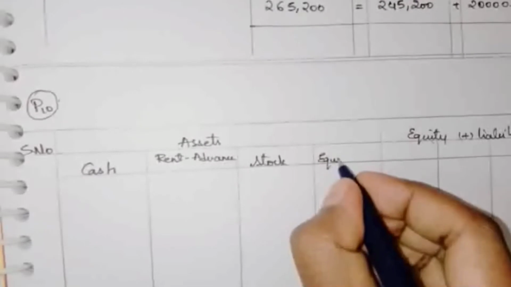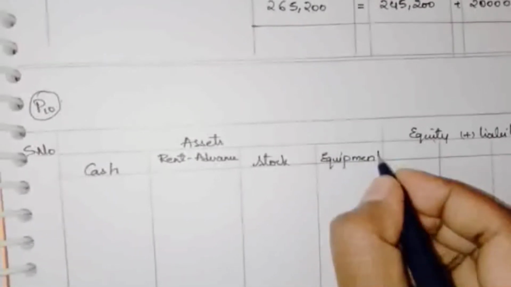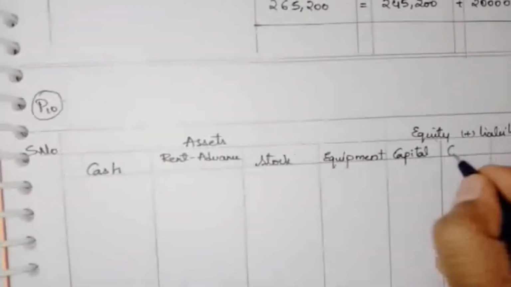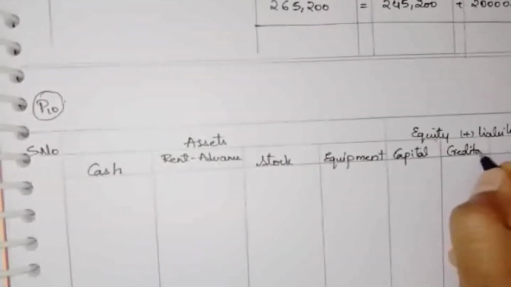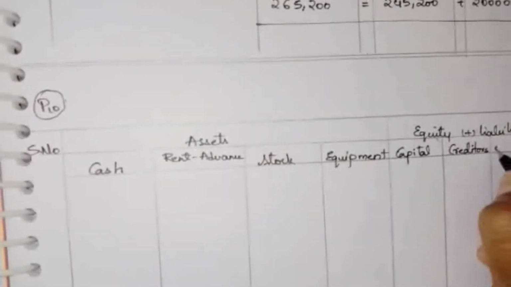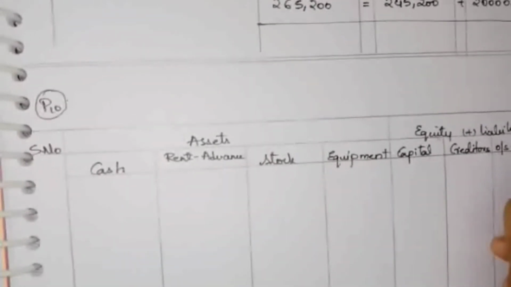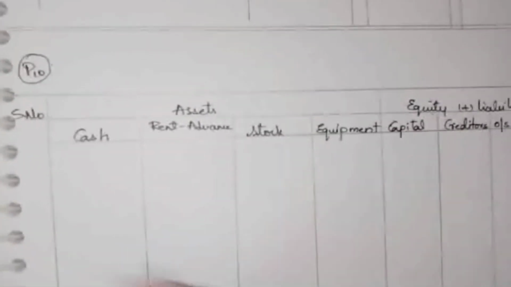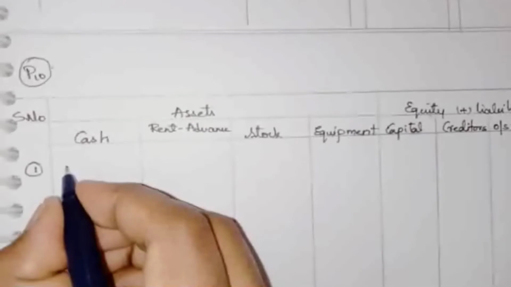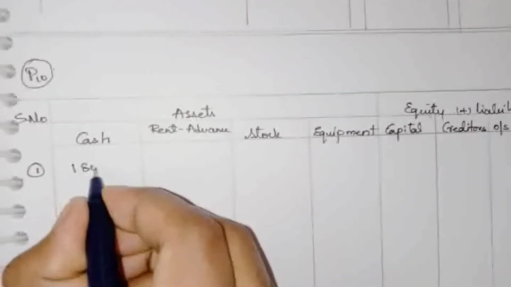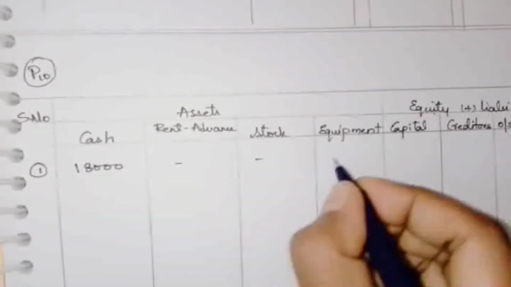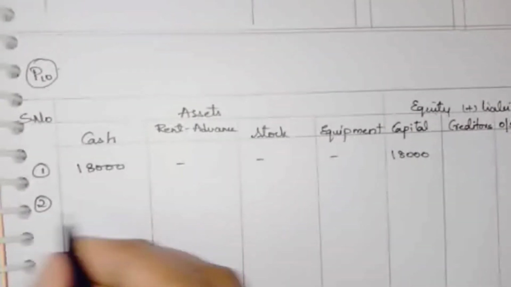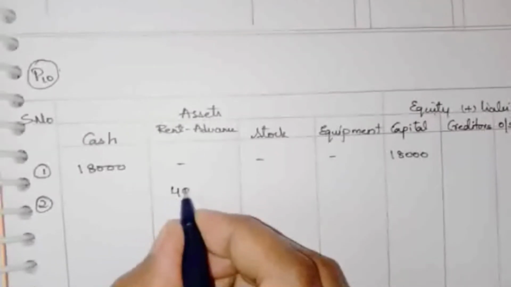Started business with cash and paid rent in advance, stock, equipment, capital, and on the face we can identify these heads like creditors and drawings, etc. Drawings, if you want, you can make a separate column, or else no need. And outstanding rent. Started business with cash, that is 18,000.